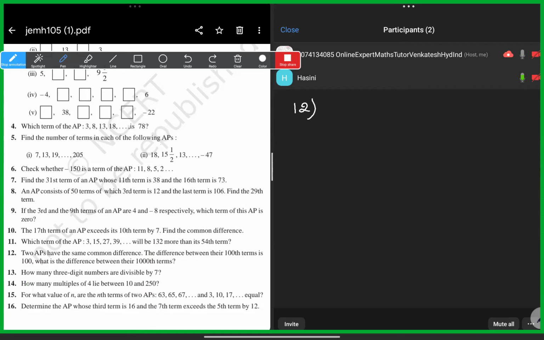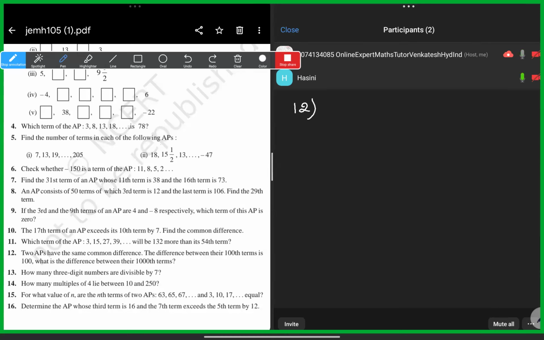Two APs have the same common difference. The difference between their 100th terms is 100. What is the difference between their 1000th terms? Two APs means two different series are there. One AP and another AP, and they have the same common difference.